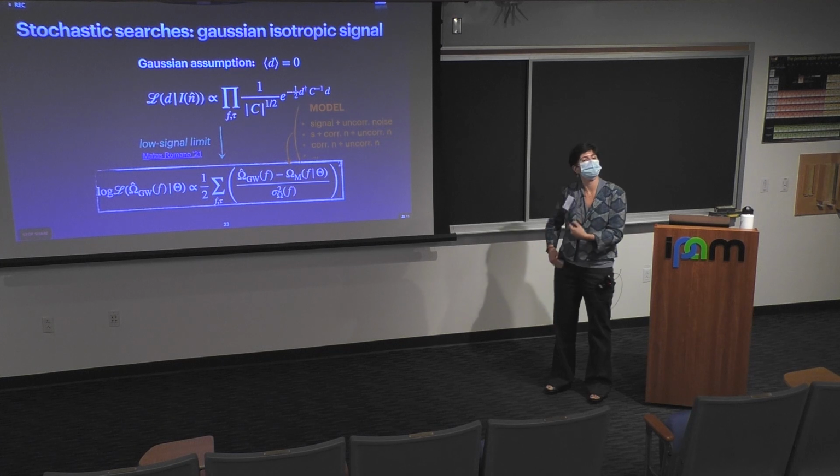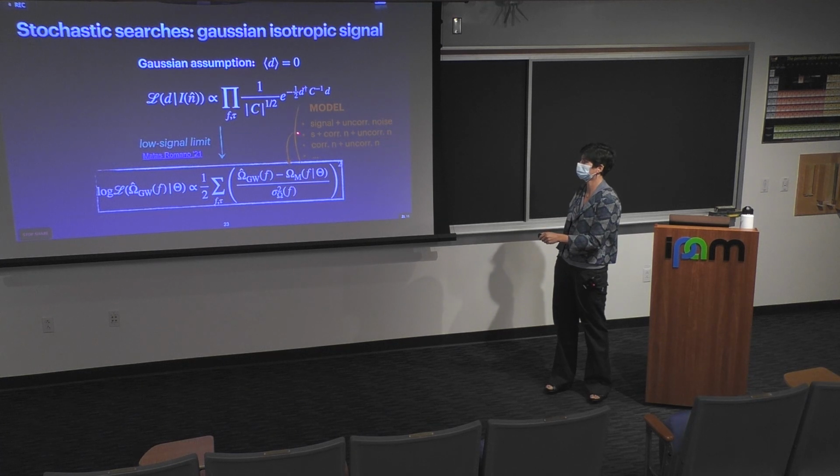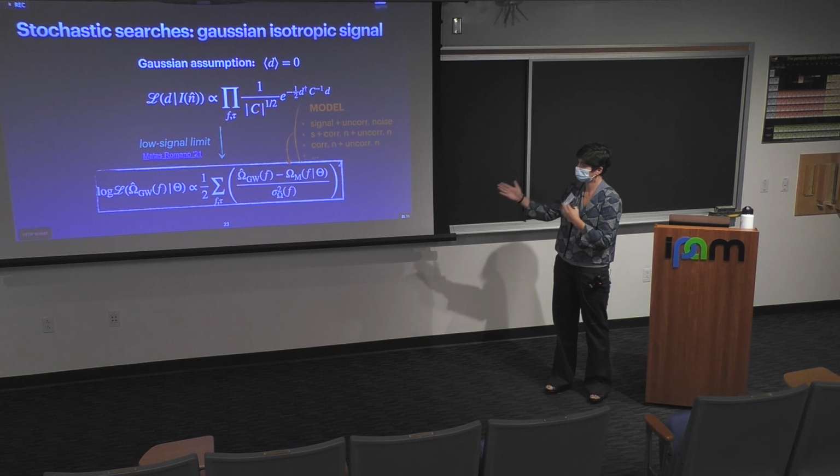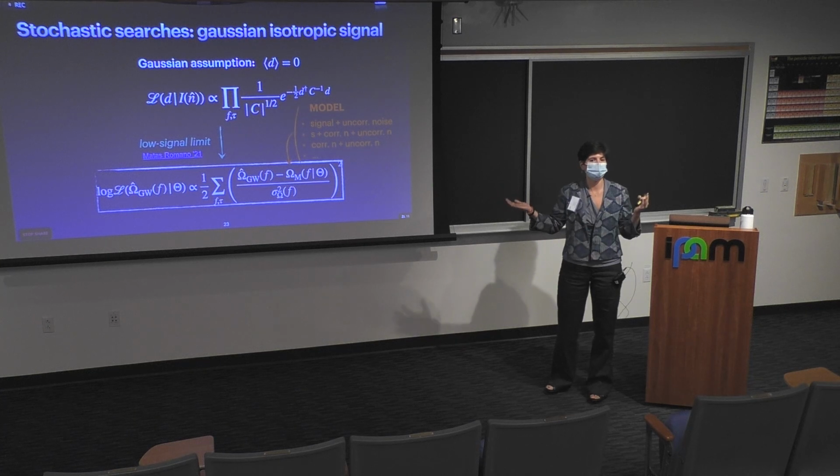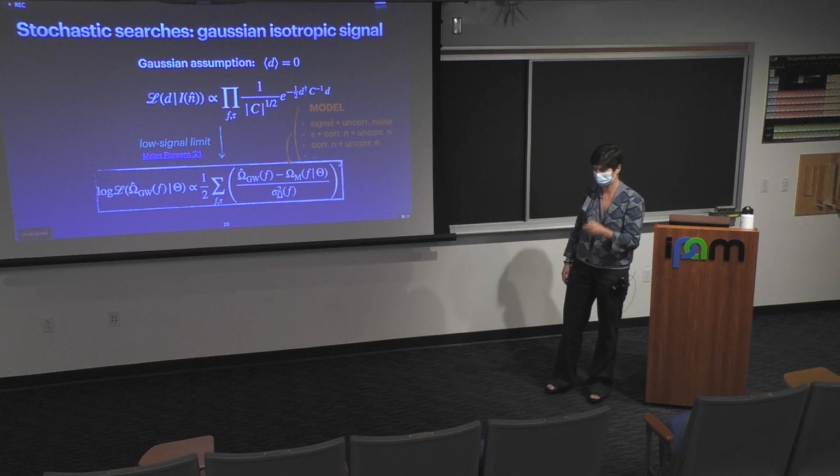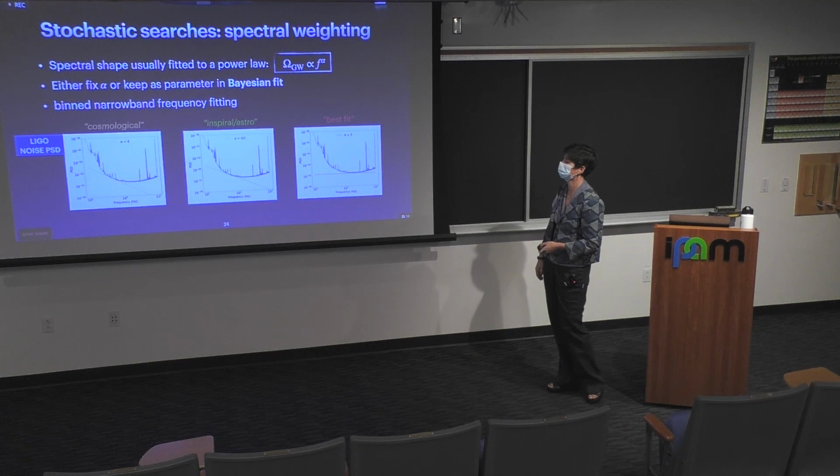You can also do something more fancy. You can start looking for, is there a signal plus some other correlated noise that I know of, plus some uncorrelated noise, or just correlated noise and uncorrelated noise? There's lots of different ingredients that you can plug in here. So this is an incredibly flexible tool to test whatever you want. And that is what we do in stochastic searches with the ground-based detector network.